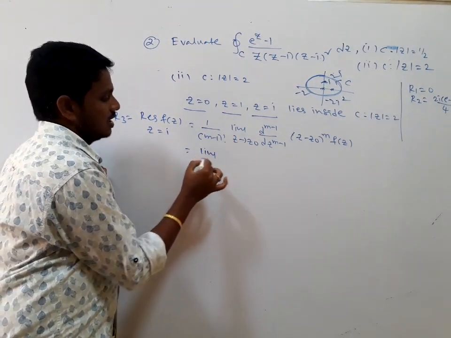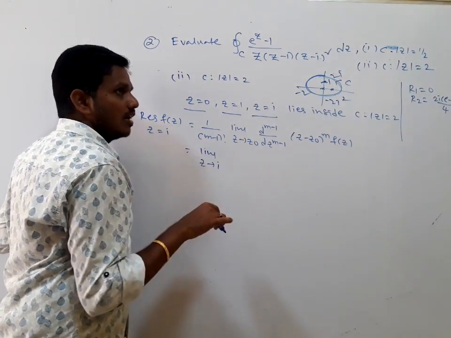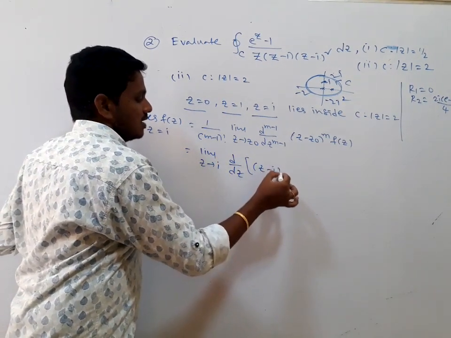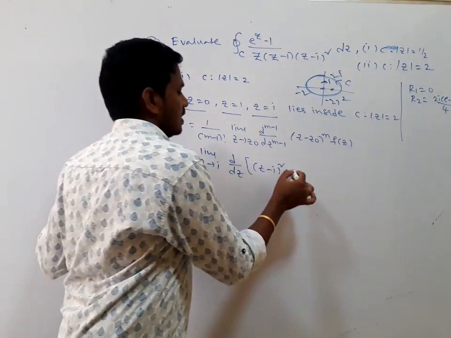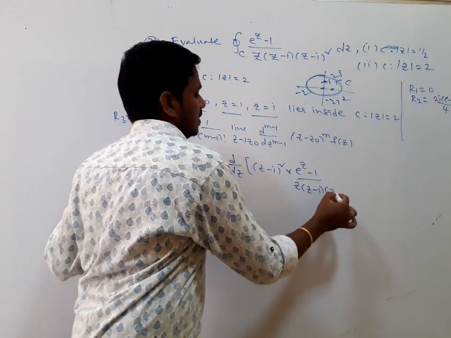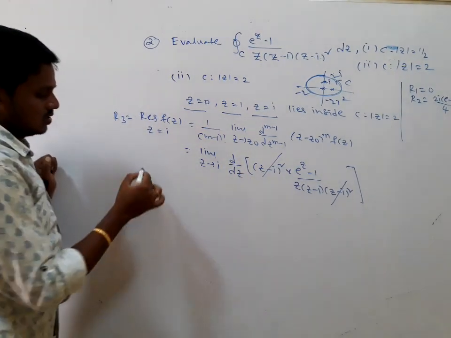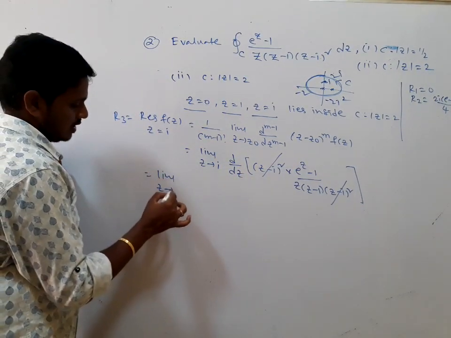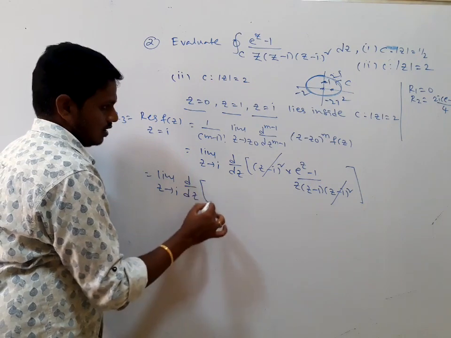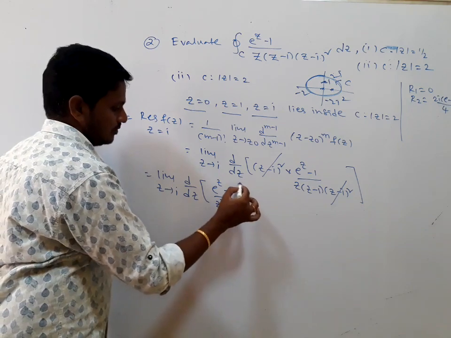So limit z tending to i, d to the power of 2 minus 1 by dz to the power of 2 minus 1, so it is d by dz. Here z minus z naught is z minus i, whole square, times f of z, which is e to the power of z minus 1 divided by z into z minus 1 into z minus i whole square. Here z minus i whole square cancels. So limit z tending to i of d by dz of e to the power of z minus 1 divided by z square minus z.